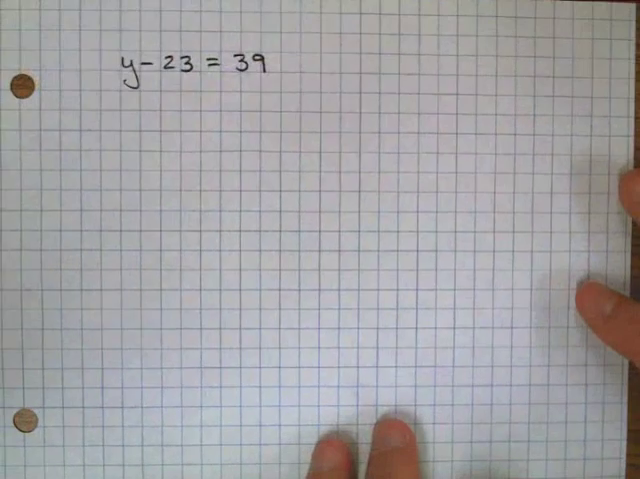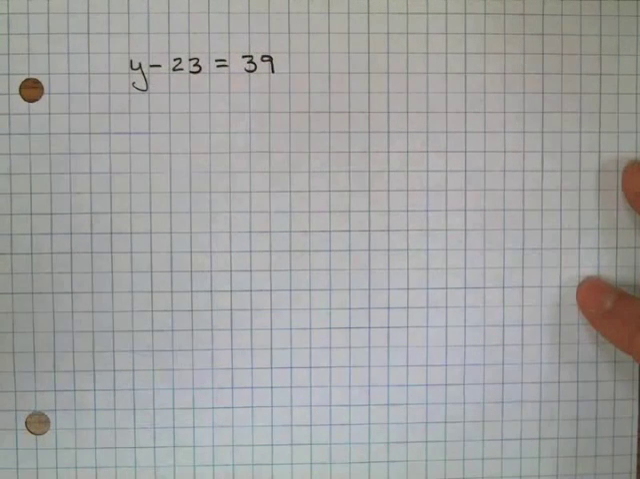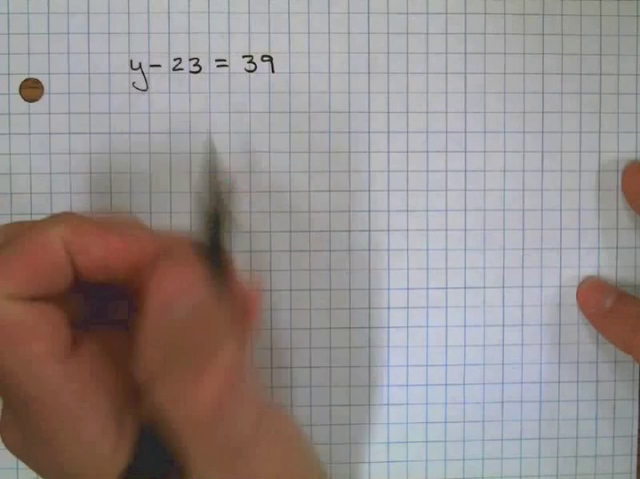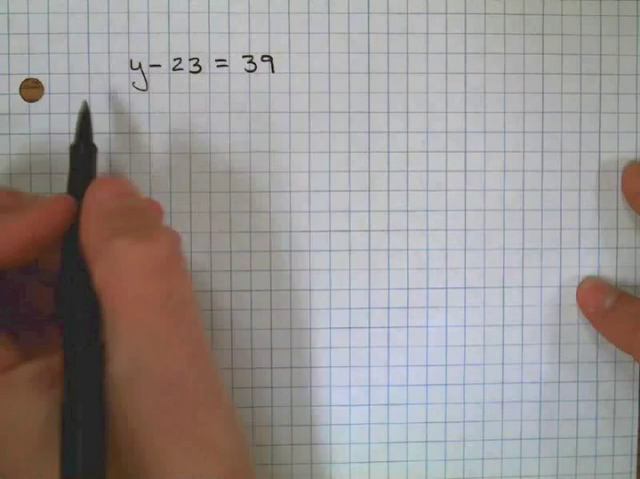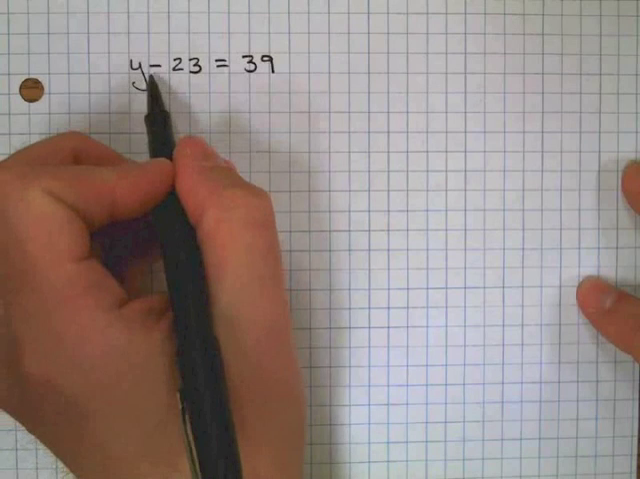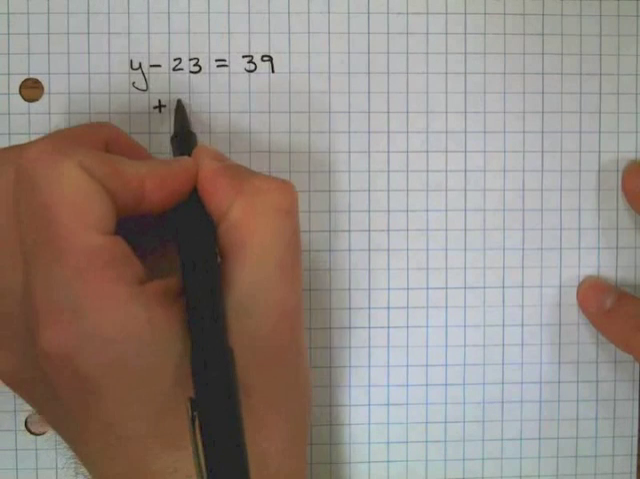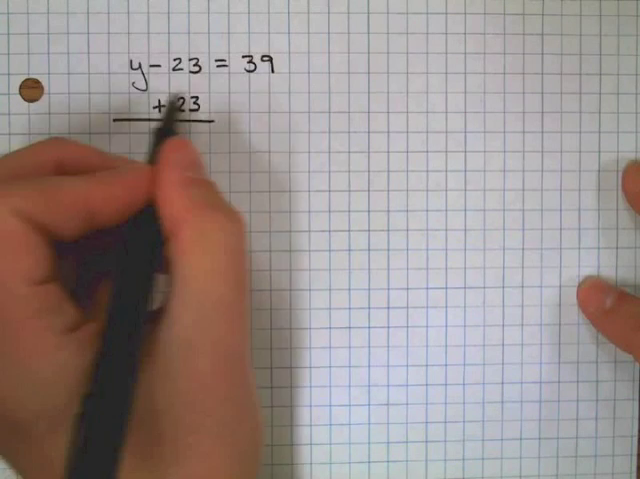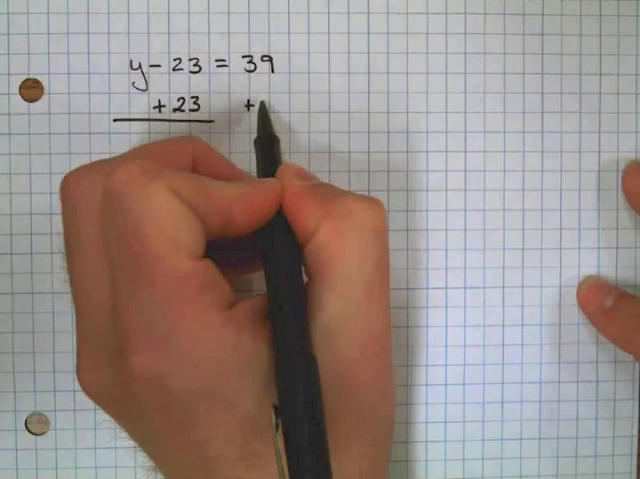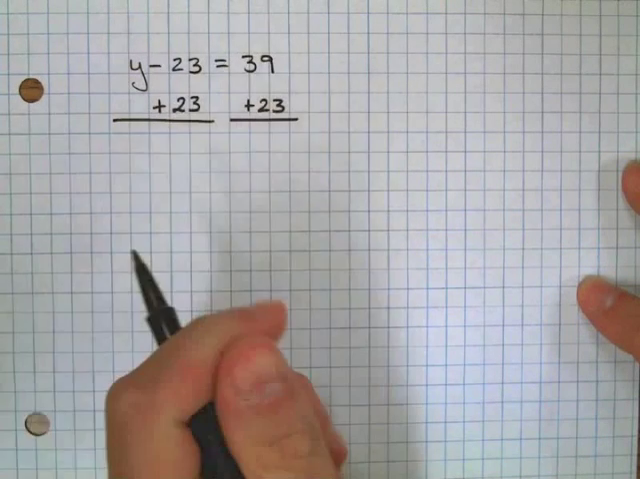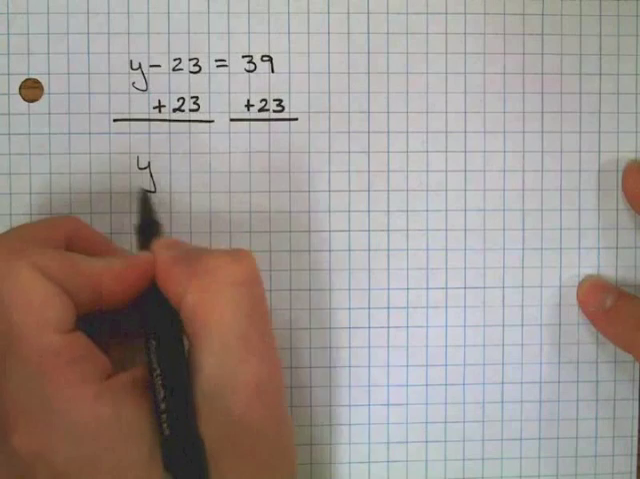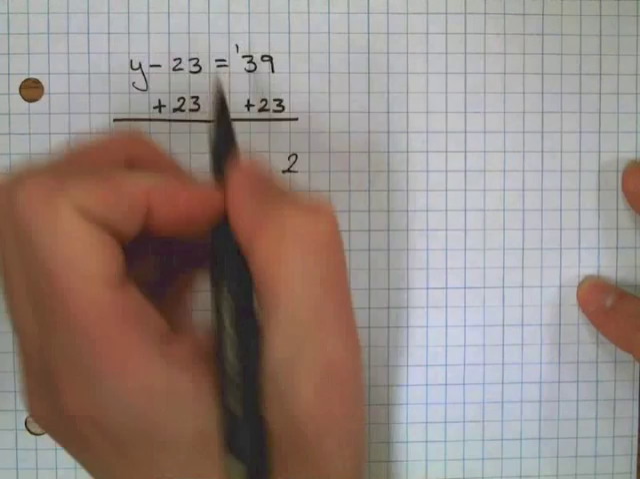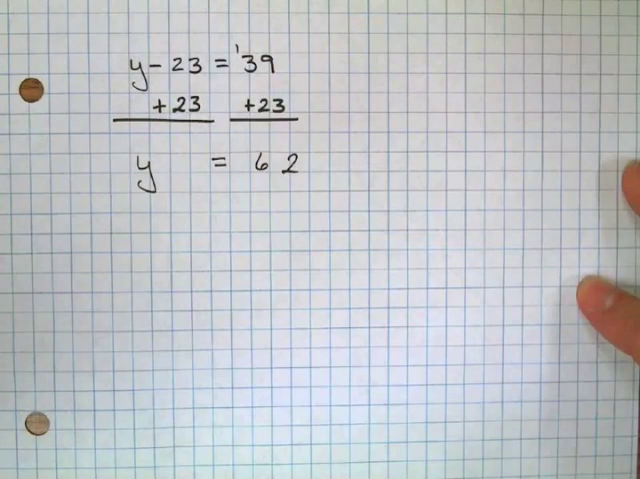Here we have y minus 23 equals 39. So I want to find out what the value of y is in this particular equation. What would make this equation correct or true? So I'm taking away 23 things, so I'm going to add in 23 to this side. So I'm just getting the variable by itself. And if I do it to one side, I'm going to do it to the other to keep my balance. So I end up with y on this side equals 62.